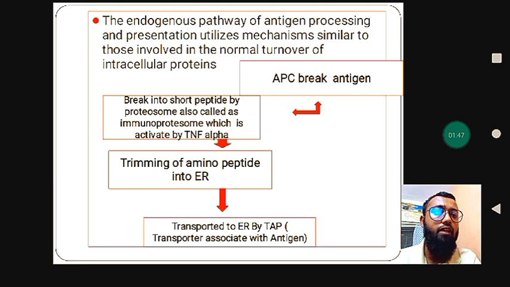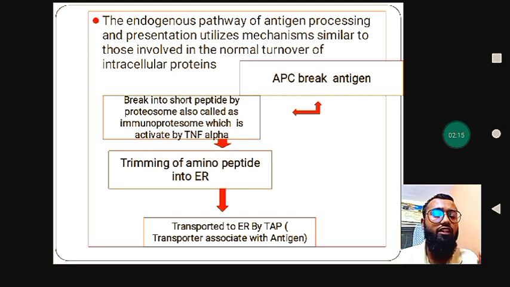Let's see the first pathway, which is the endogenous pathway. It is a very complicated topic, students, so I designed it in a flow chart. If we study anything in a flow chart, we will understand it easily. I will also show you the diagrammatic representation. It is a complex process, but I will try to explain it in a very simple way. So let's see the endogenous pathway.